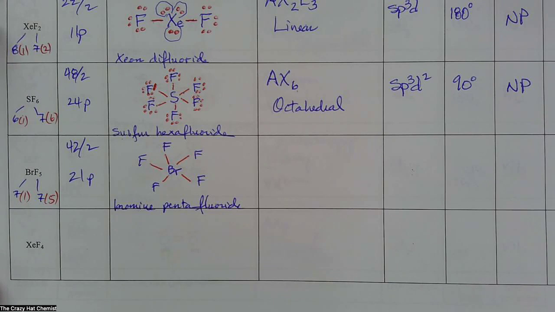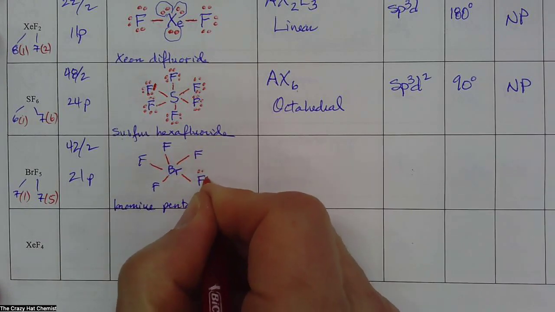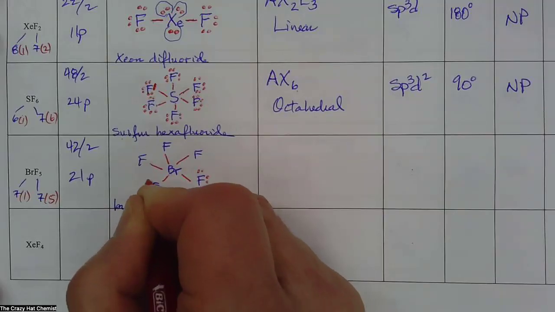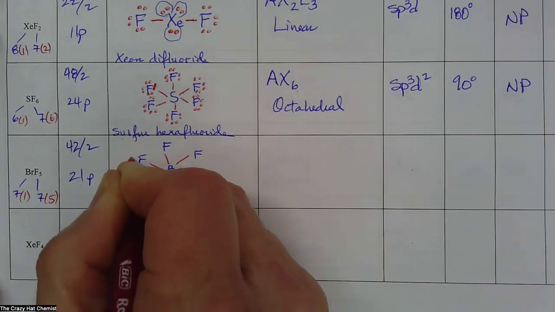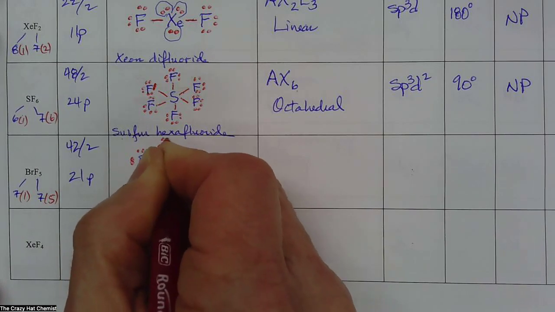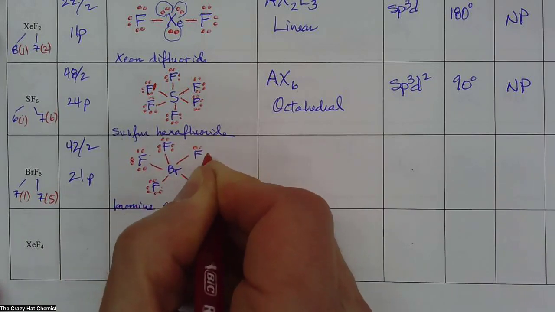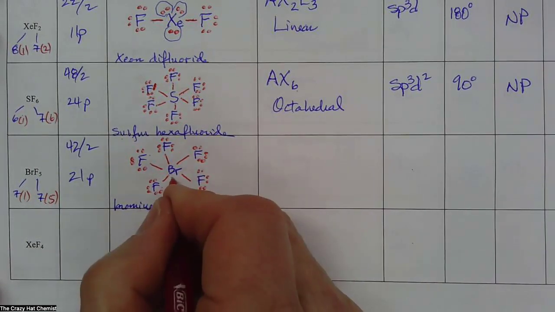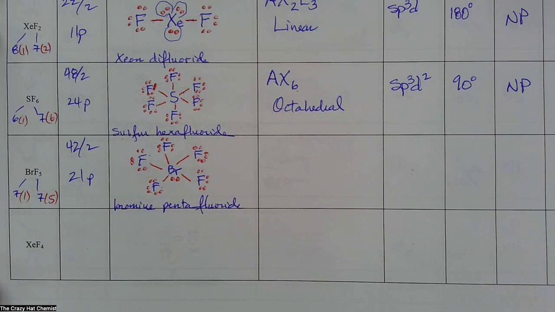Is bromine period 3 or greater? Yes, it can exceed the octet rule. Okay, cool. That's 5, 6, 7, 8, 9, 10, 11, 12, 13, 14, 15, 16, 17, 18, 19, 20, 21. Where are you going to go? You are going to go right here, a lone pair on the central atom. Good job. You did it.